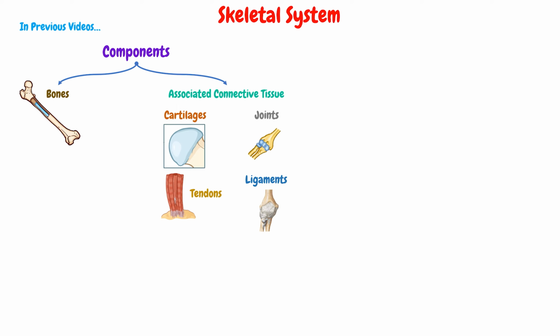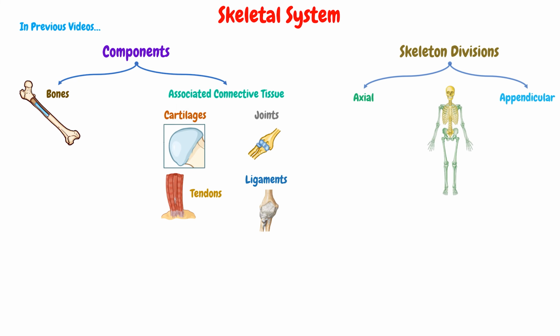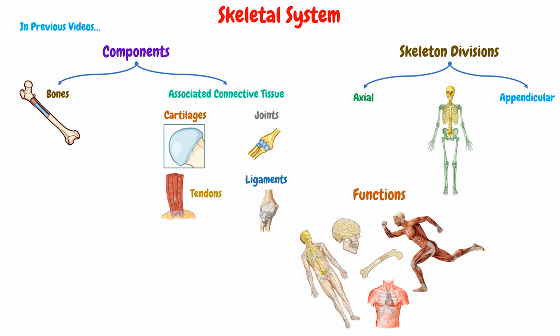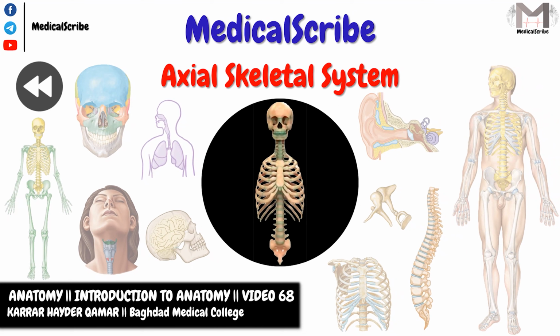In the previous video, we talked in general about the skeletal system, in which we took a look at the components of this system and we knew how to divide it. After that, we explained the main functions of this skeleton. While in this video, our topic will be an introduction about the first division of the skeletal system, which is the axial skeletal system.